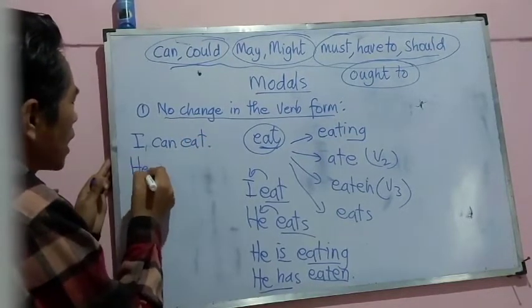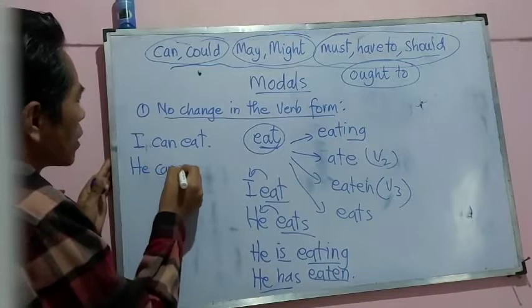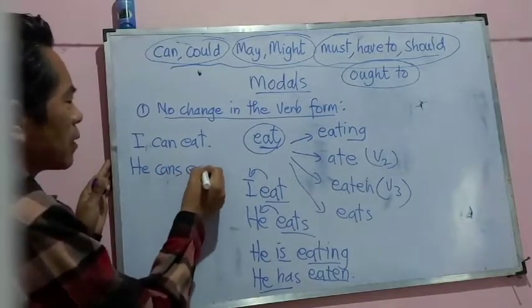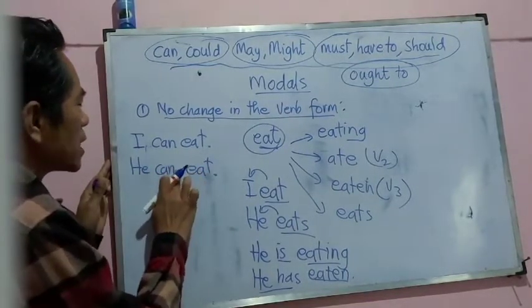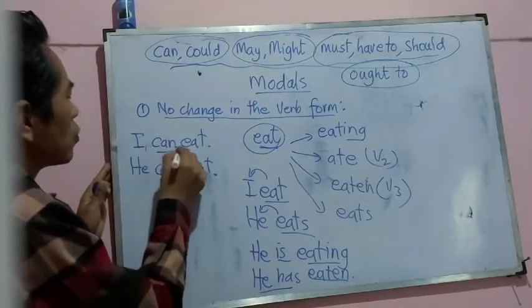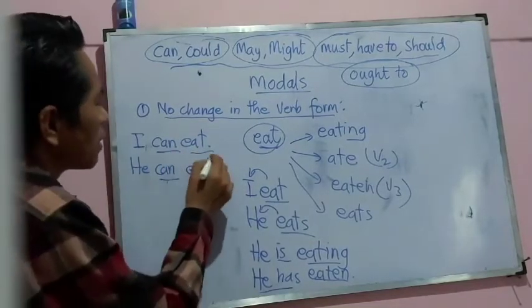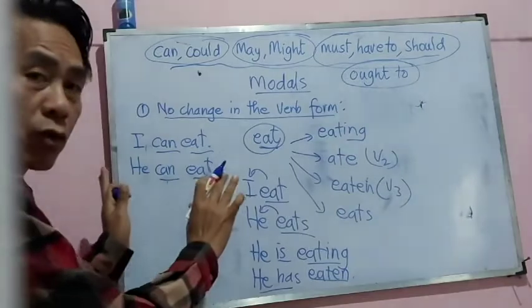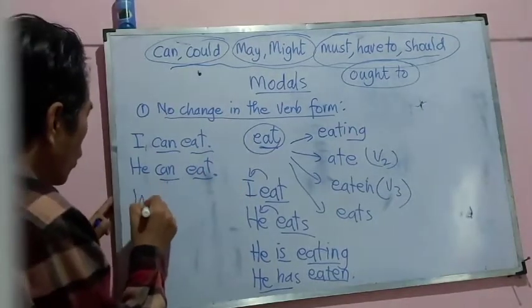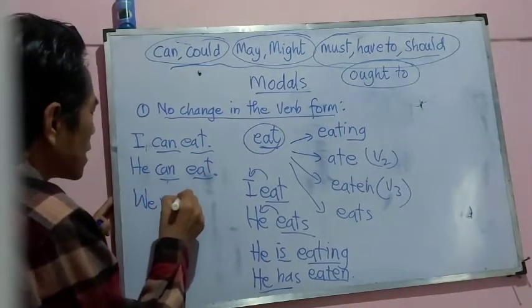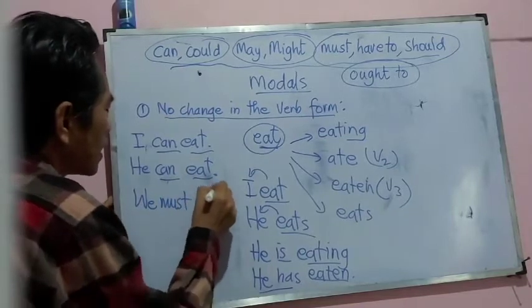He, we cannot write he can eat. We cannot change. Okay? Yes. He can eat. So you see, do you see any change in the form? No, there is no change. Okay? Oh, we must eat.